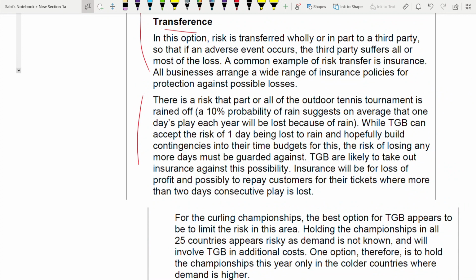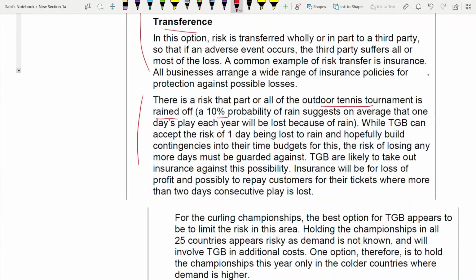There are two risks which are going to be transferred. One is the outdoor tennis tournament where we have that rain thing, 10% probability of it raining one day and the next day, right? So this you can transfer. How? Transfer it to home. We'll see. So you can take an insurance for the raining thing.